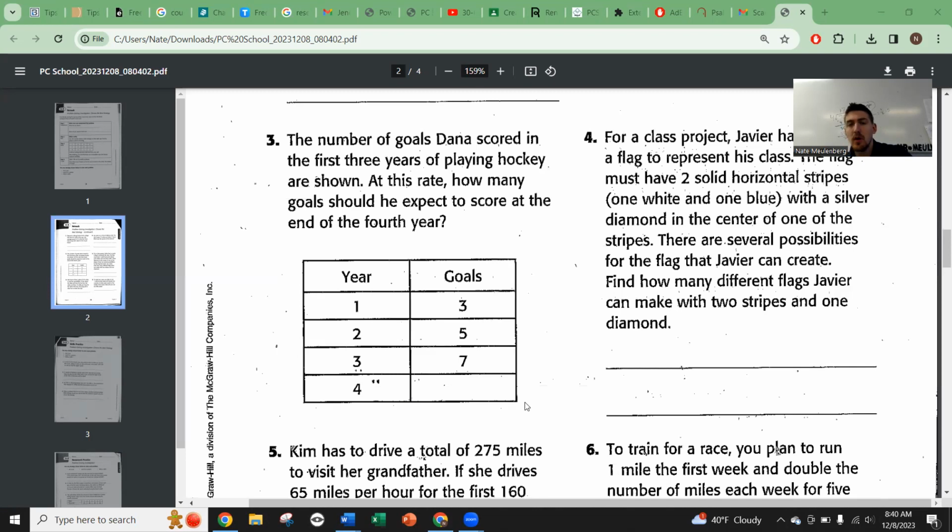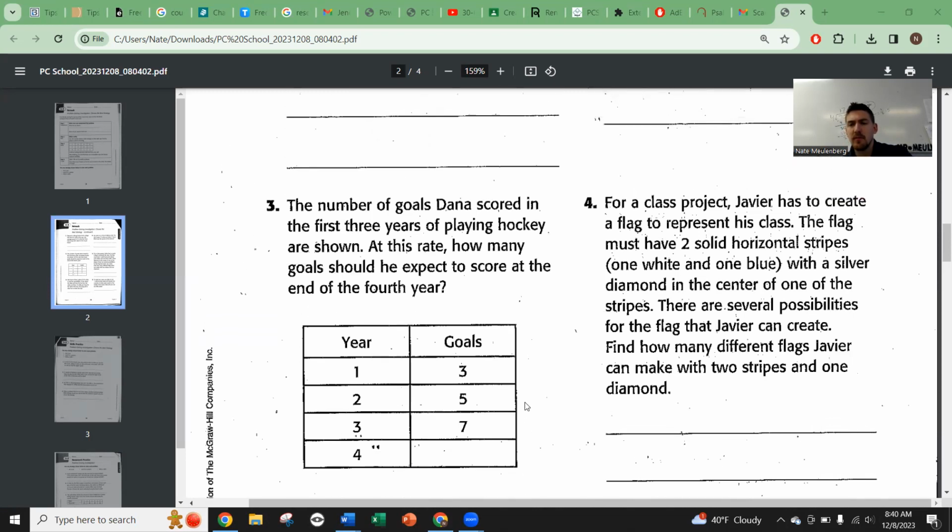That's it. I'll read it. It's kind of long. For a class project, Javier has to create a flag to represent his class. The flag must have 2 horizontal stripes, 1 white, 1 blue, with a silver diamond in the center of one of the stripes. There are several possibilities for the flag that Javier can create. Find how many different flags Javier can make with 2 stripes and 1 diamond. Go ahead and see if you guys can figure it out, and then we'll talk about it.